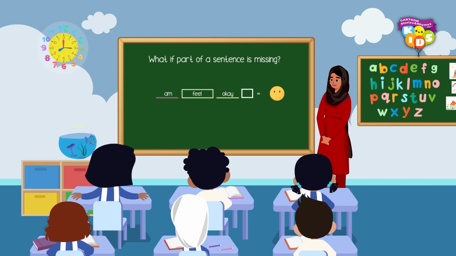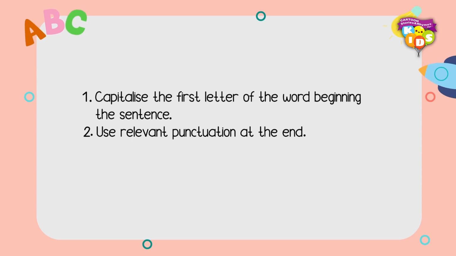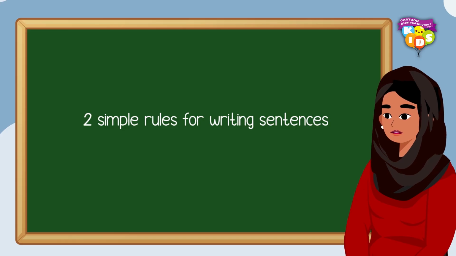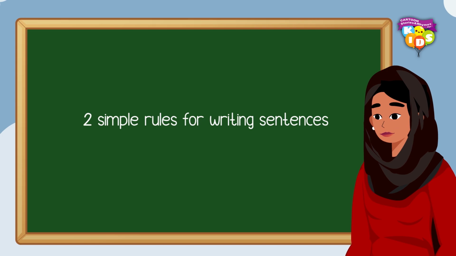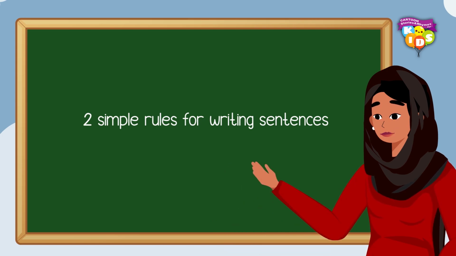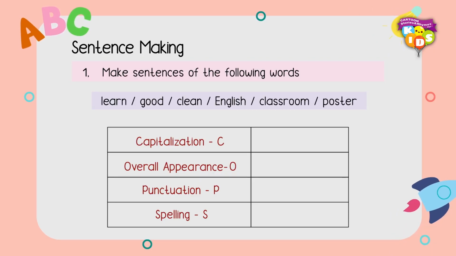All clear so far? Yes, teacher. Very good. Remember two very simple rules for sentence writing. Capitalize the first letter of the word beginning the sentence. Use relevant punctuation at the end. Now that you're clear about the sentence structure and its rules, you will make sentences of your own. Please turn to page number 9, question 1 in the textbook. You will attempt this task on your own. Make sure to use the writing bracelet to check your sentence structure and to color it too. You have 6 minutes. Your time starts now.